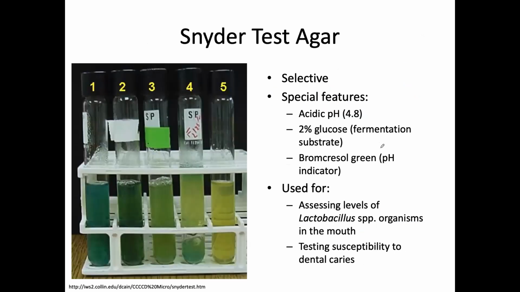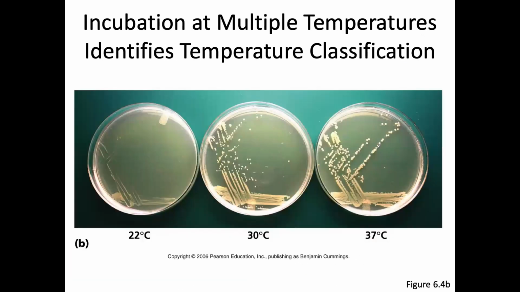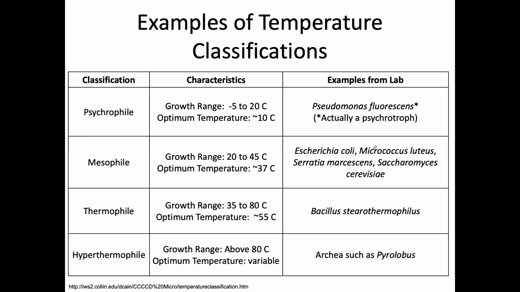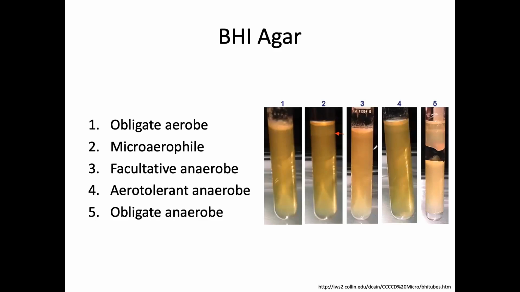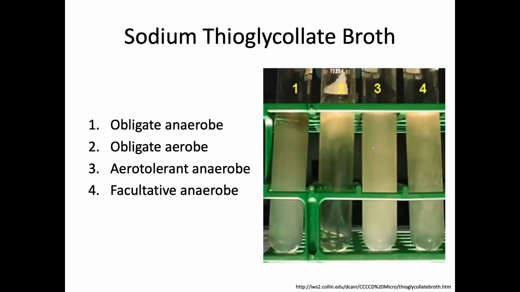Okay, we can skip Snyder and temperature classification. Oxygen classification: you want sodium thioglycolate. That's the big one, the one we did. And you can see the differences. Obligate anaerobe, obligate aerobe. See how he's up towards the top there? He doesn't like the low oxygen.